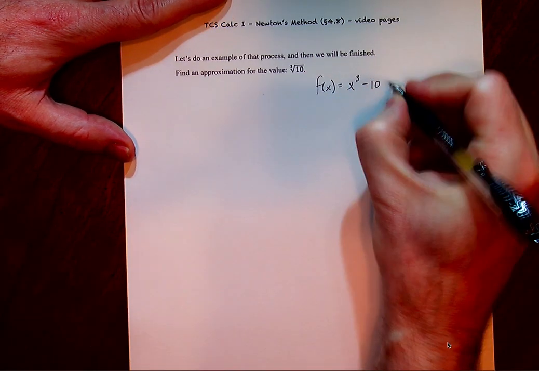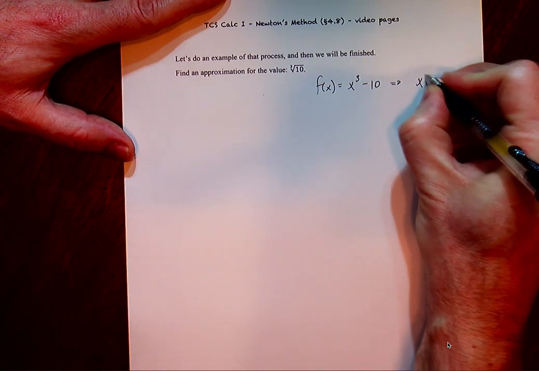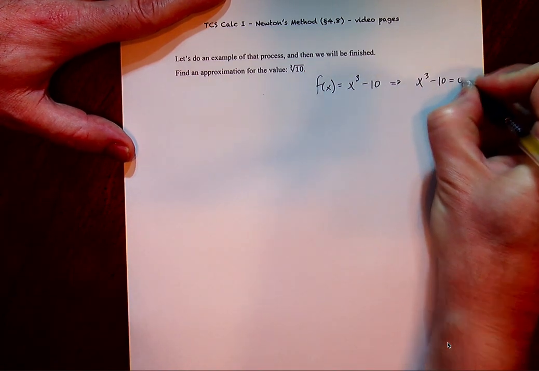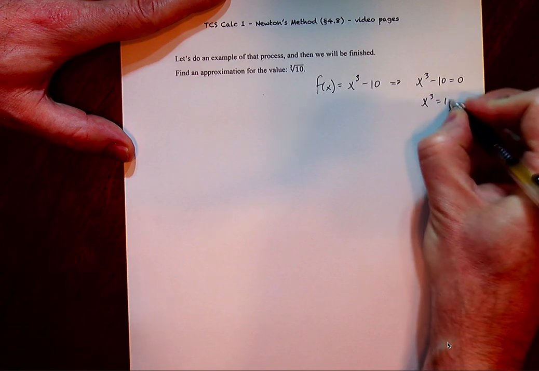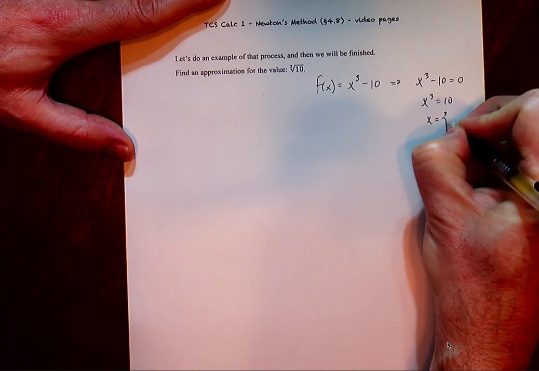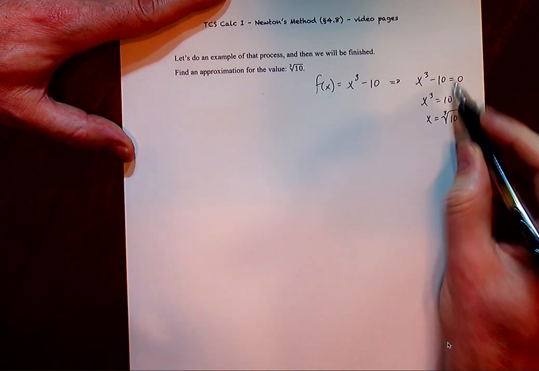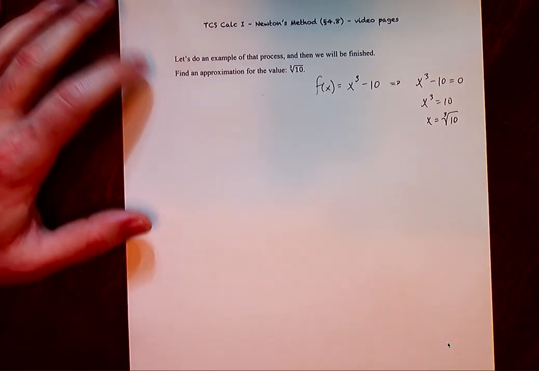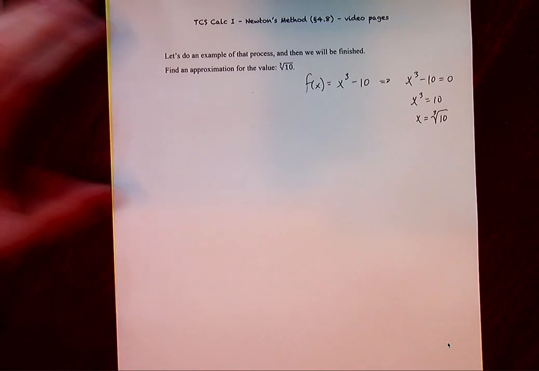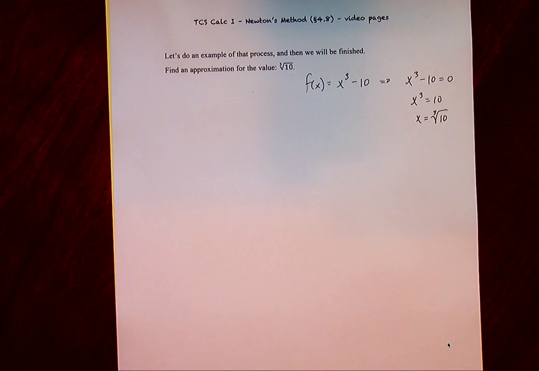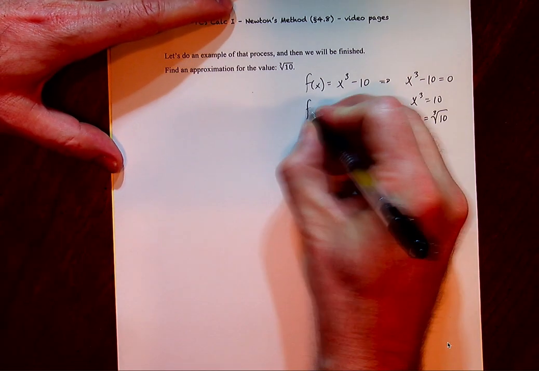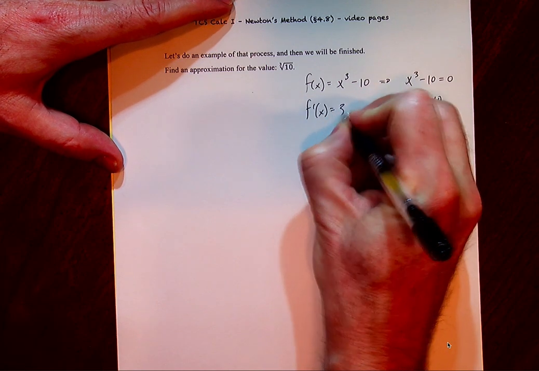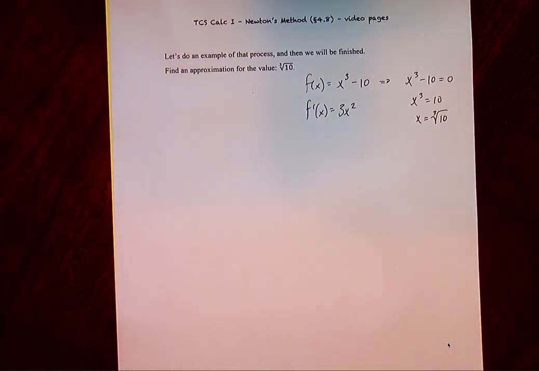Right? Because that is going to give me the equation x cubed minus 10 is equal to 0, x cubed is equal to 10, and x is equal to the cube root of 10. Because that's the process by which we actually analytically evaluate zeros. And so with x cubed minus 10, we confirm that that's the function that we want. And now we want its 0. And we know that f prime, this is going to be a pretty easy one, is 3x squared.